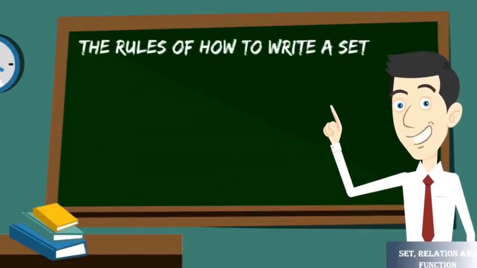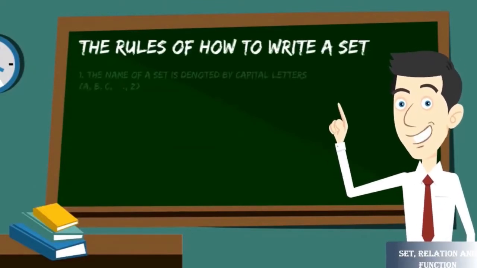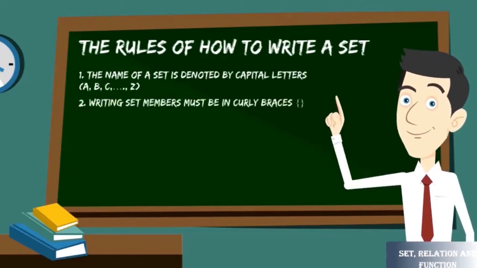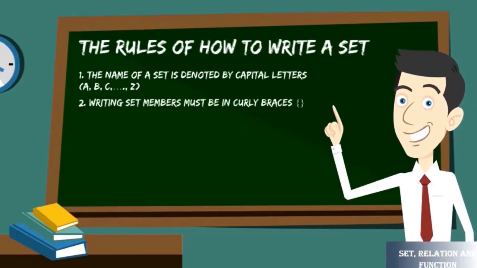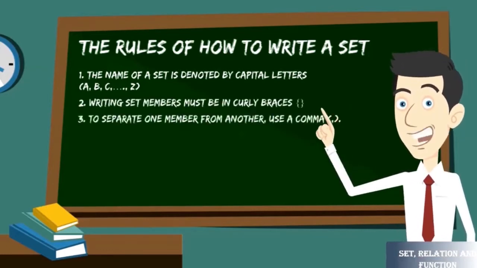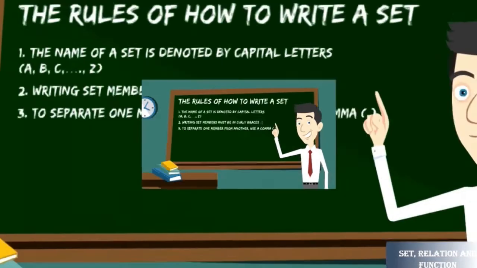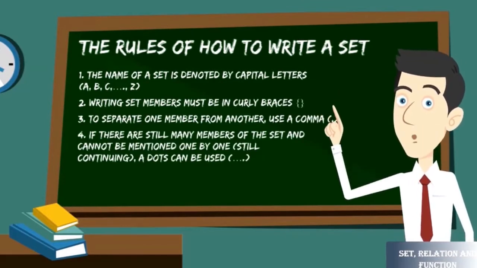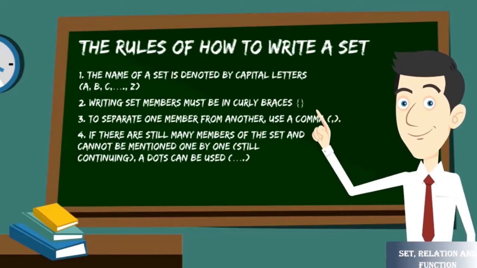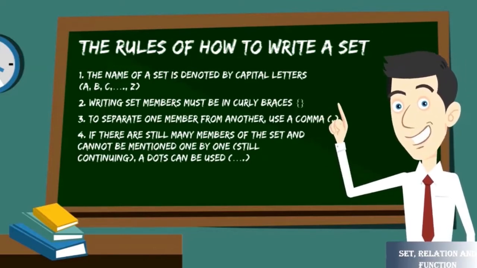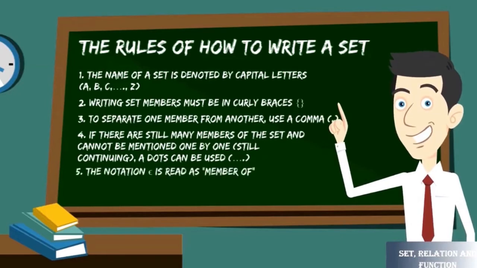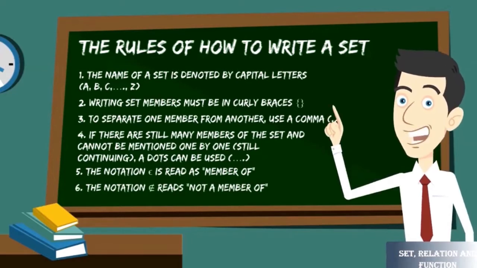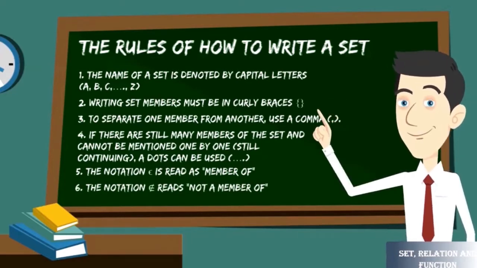Here is the rules of how to write a set. The first one is the name of a set is denoted by capital letters. The second one, writing set member must be in curly brace. Number 3, to separate one member from another, you use comma. Number 4, if there are still many members of the set and you cannot mention them one by one, or this set is still continuing, you can use dots here. Number 5, the notation of this symbol is read as member of. Number 6, the notation of this symbol is read not a member of.